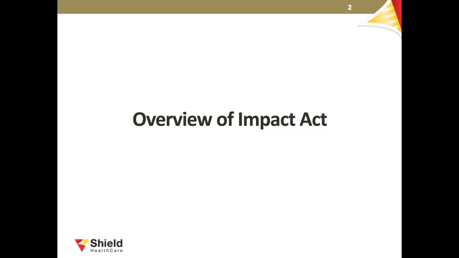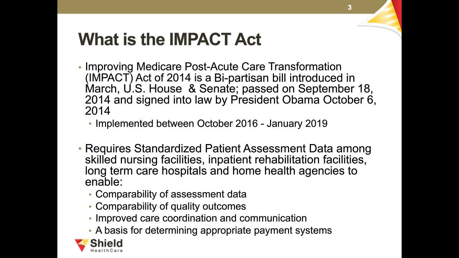I think you'll see that as we look at some of the issues about the Impact Act. So I want to start off with our second slide, a little bit on the overview of the Impact Act. We're just going to go over some of that quickly, and then move on to some of the others. The Impact Act, which of course stands for the Improving Medicare Post-Acute Care Transformation Act of 2014, was a bipartisan bill introduced in March of 2014 and then was passed by the House and the Senate on September the 18th and signed into law by President Obama on October the 6th, 2014. This is actually a multi-year project, and it will not be fully implemented until 2019. So you're going to see some differences. What the Impact Act does is it requires standardized patient assessment data among the post-acute care providers.